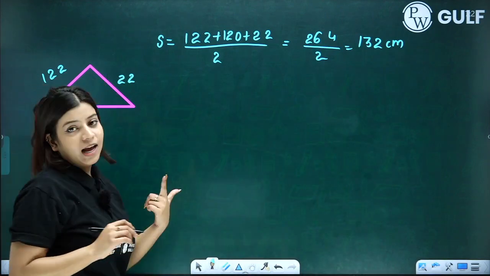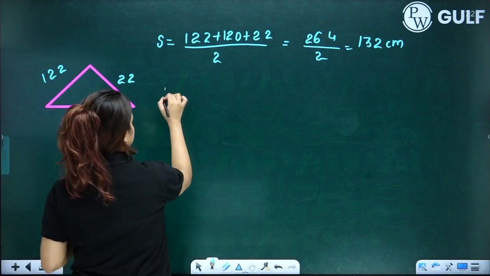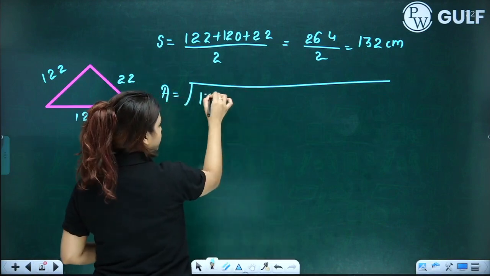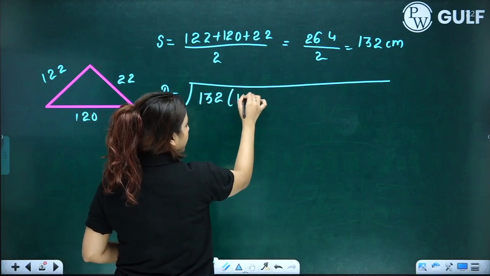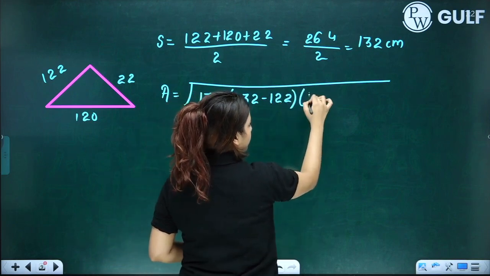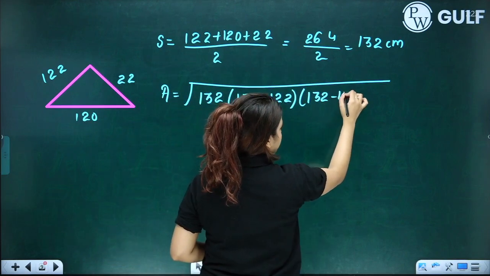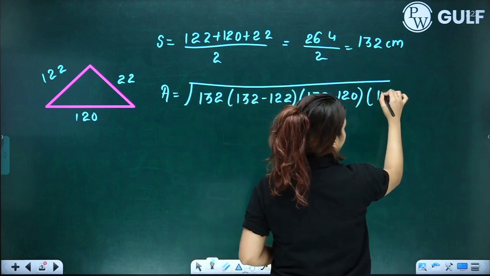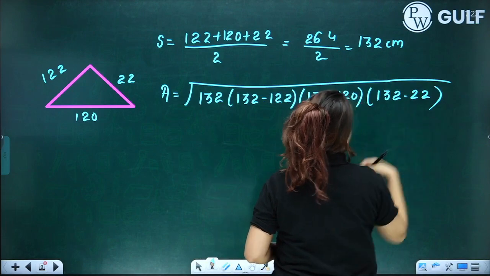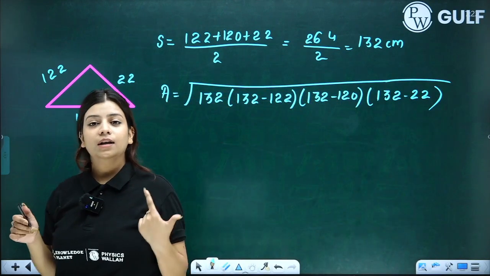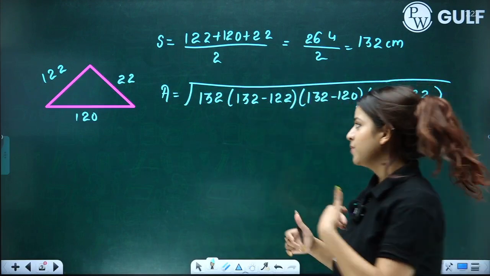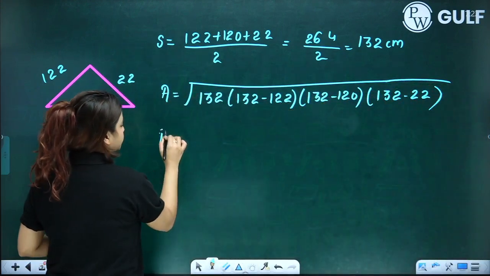The next thing that we have to calculate is the area now, students. So the area will be equal to the under root of S, that is 132, times S minus A, times S minus B, and S minus C. So this is how we are going to write down the A, B and C sides along with the semi-perimeter that is known to us. Let us calculate the area now.